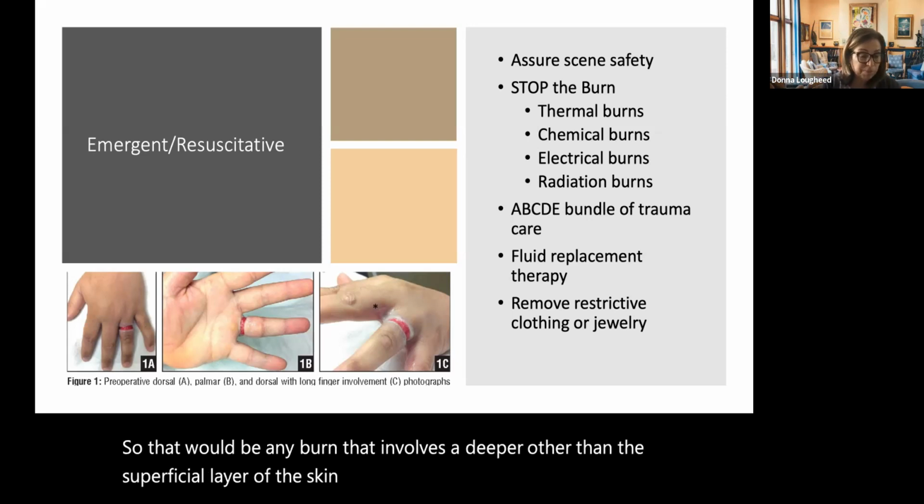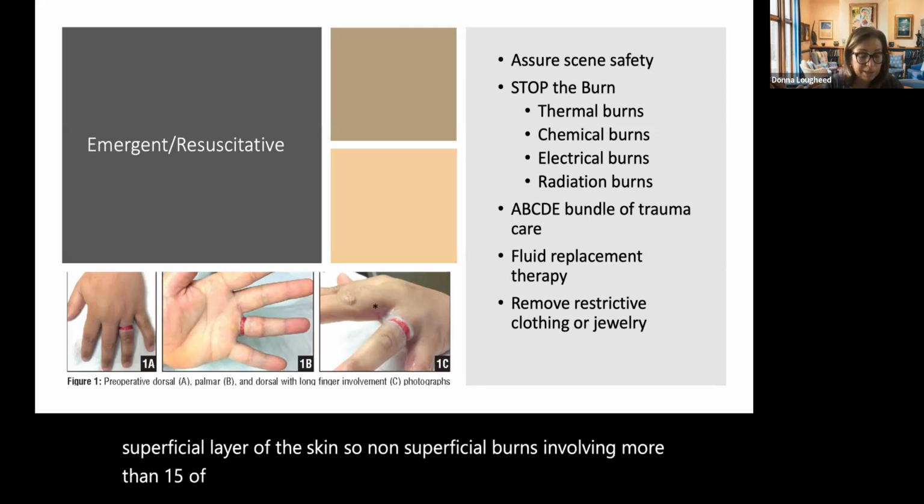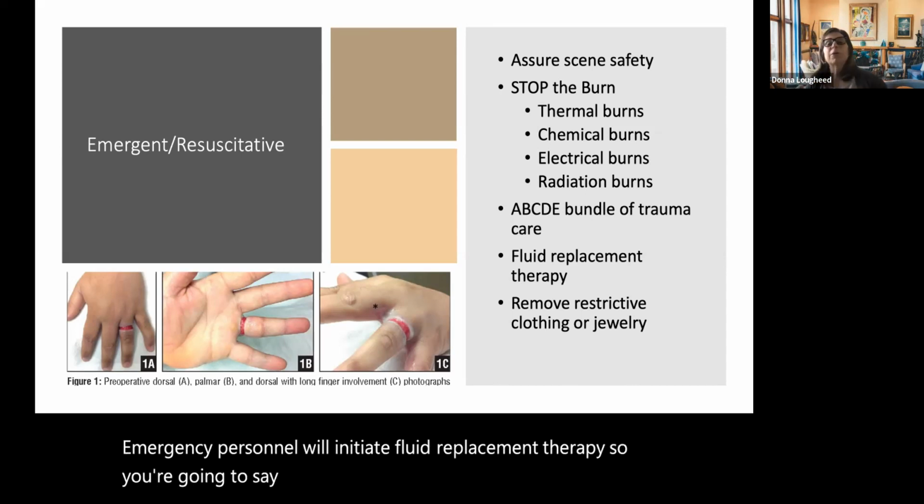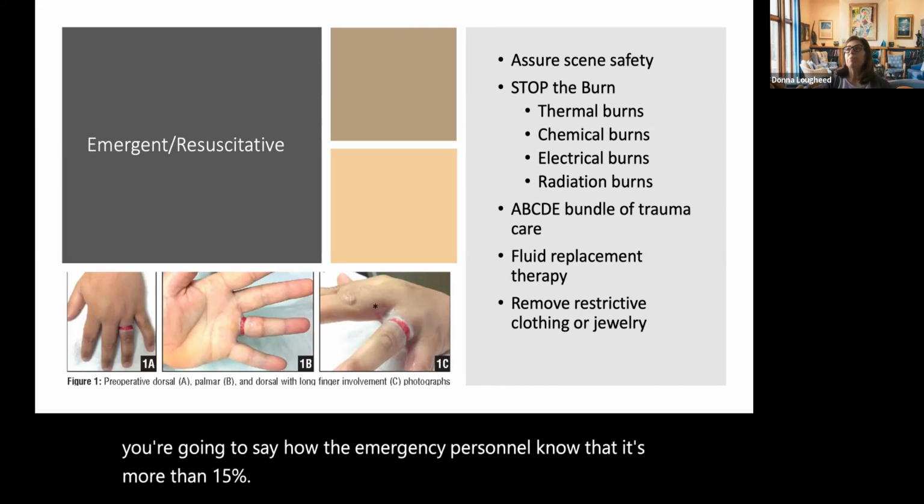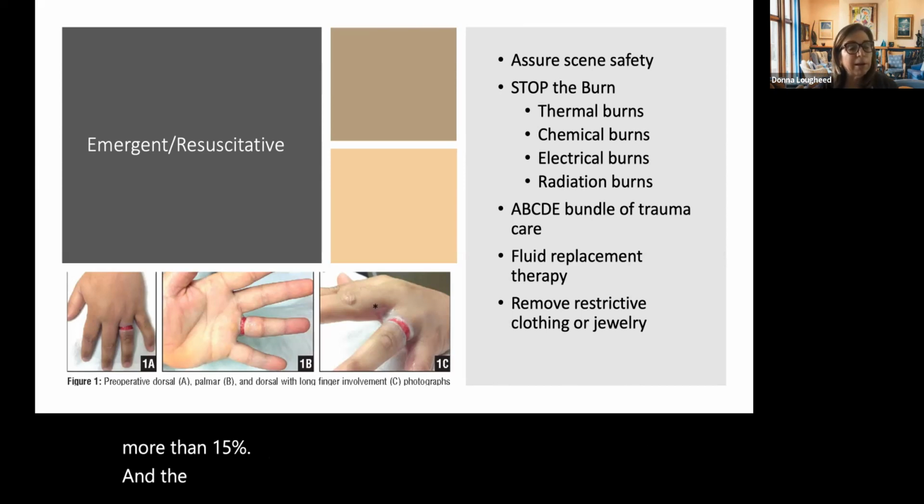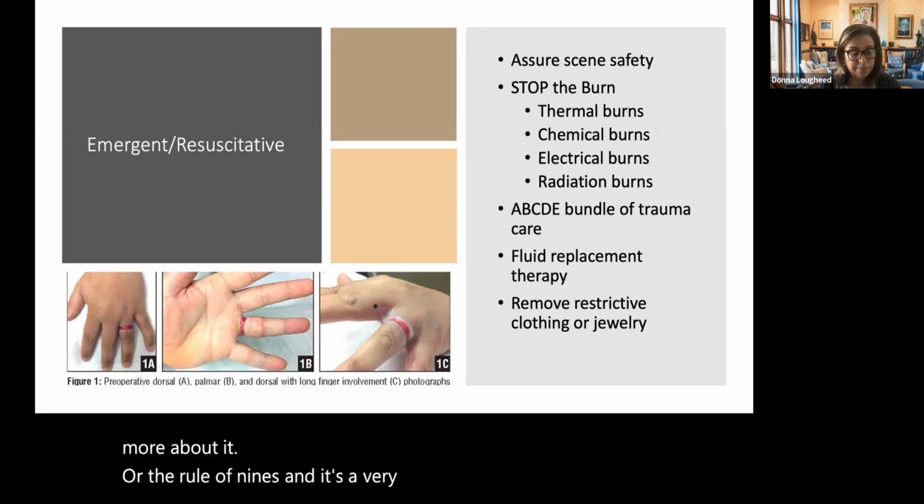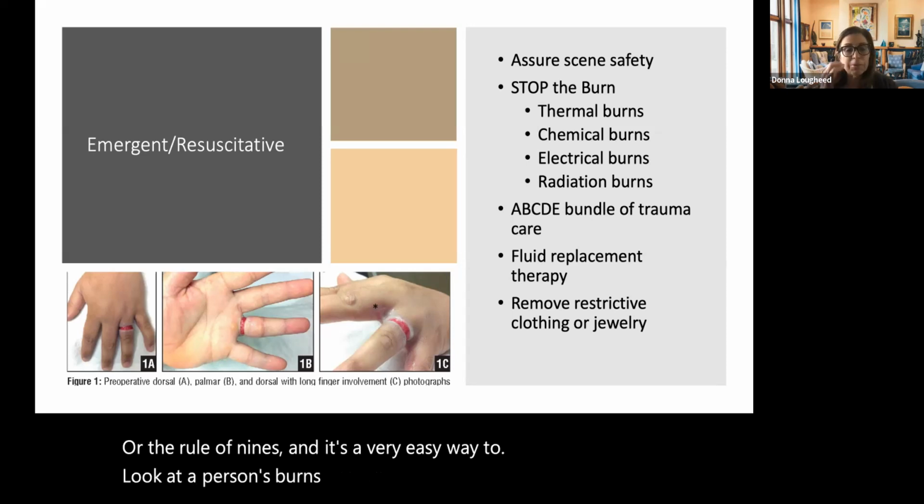So non-superficial burns involving more than 15% of the patient's total body surface area, emergency personnel will initiate fluid replacement therapy. So you're going to say how do the emergency personnel know that it's more than 15%. And the best is that they use the Parkland formula, and we'll talk more about it, or the rule of nines. And it's a very easy way to look at a person's burns and guess what the percentage is.